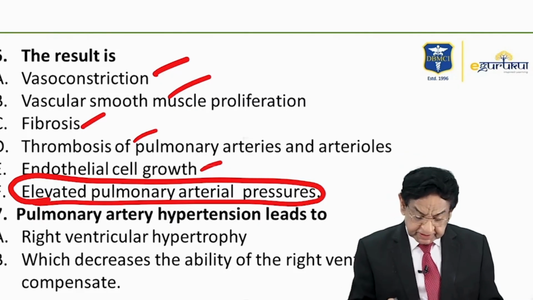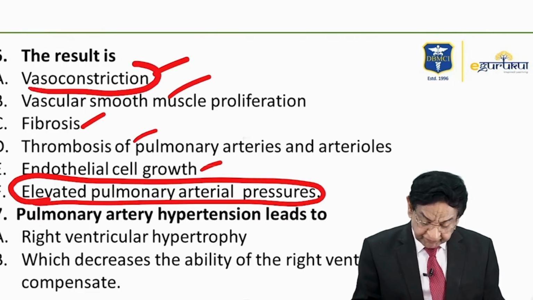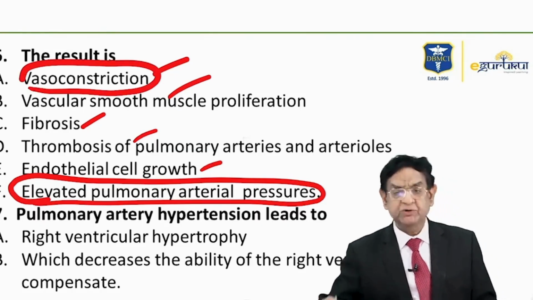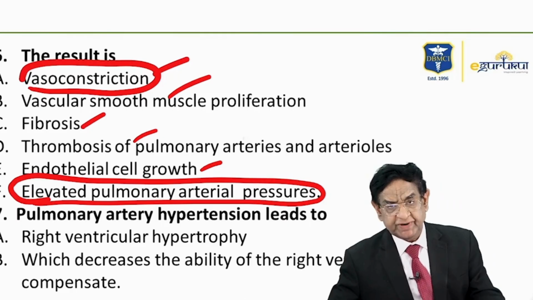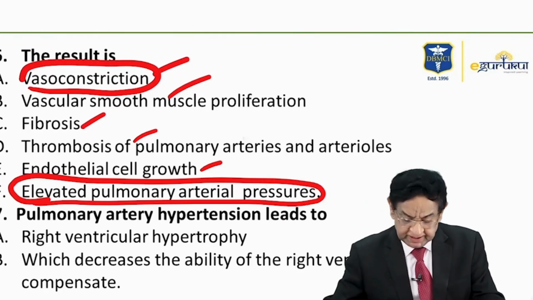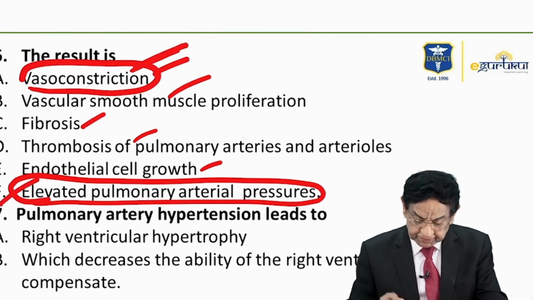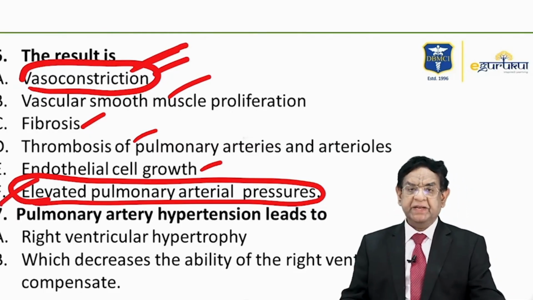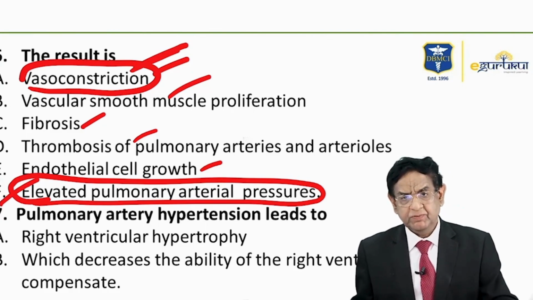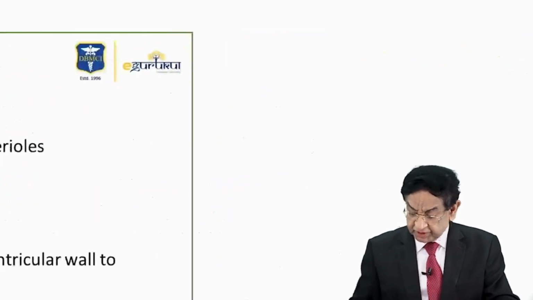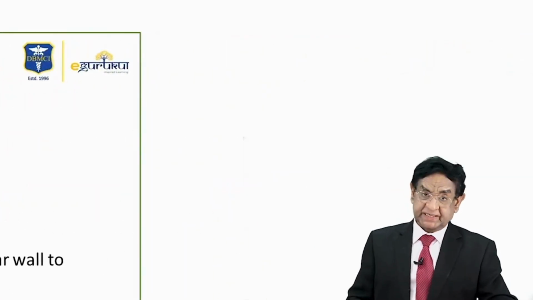Even this one line is good enough. All these I just told you, what happened in the pathology, fibrosis, proliferation, you don't have to remember. Vasoconstriction leads to pulmonary arterial pressure. But this is not good enough. Let's learn more basics.